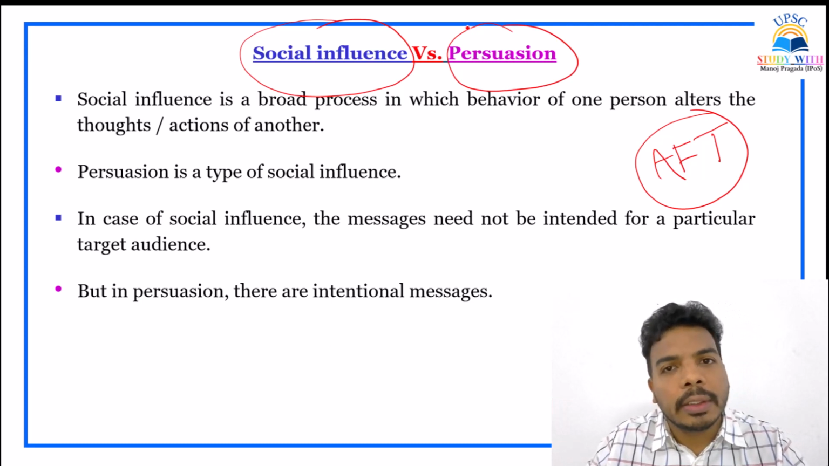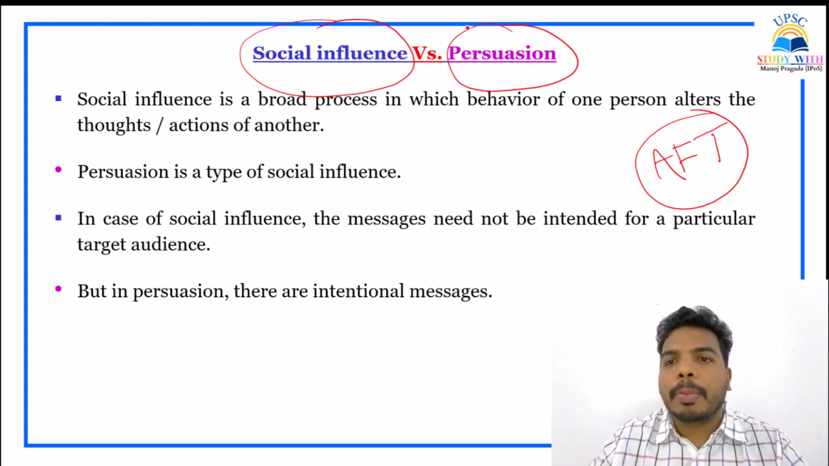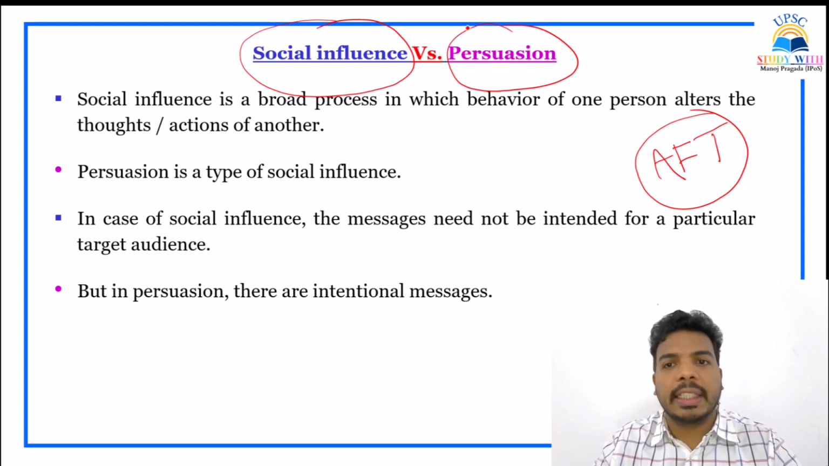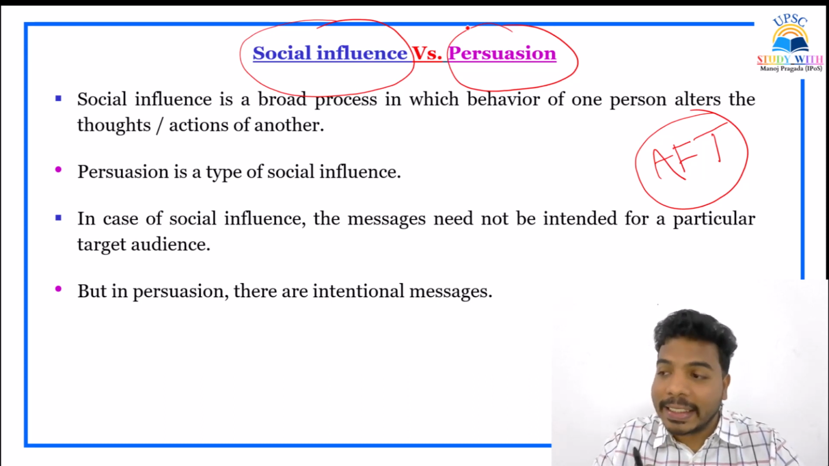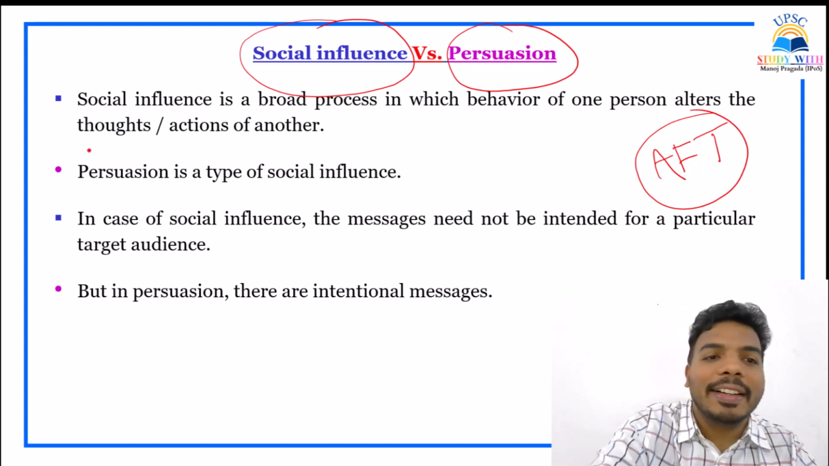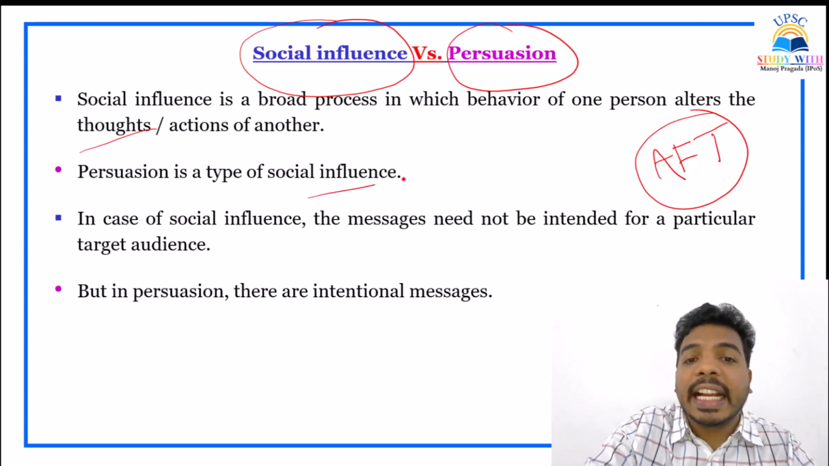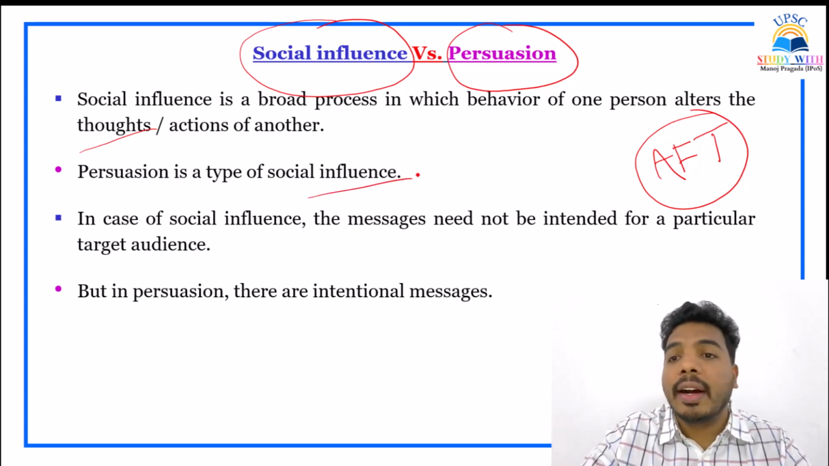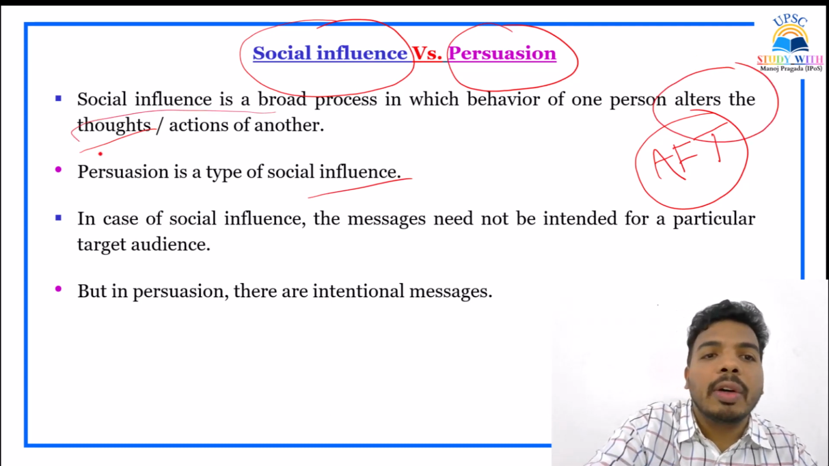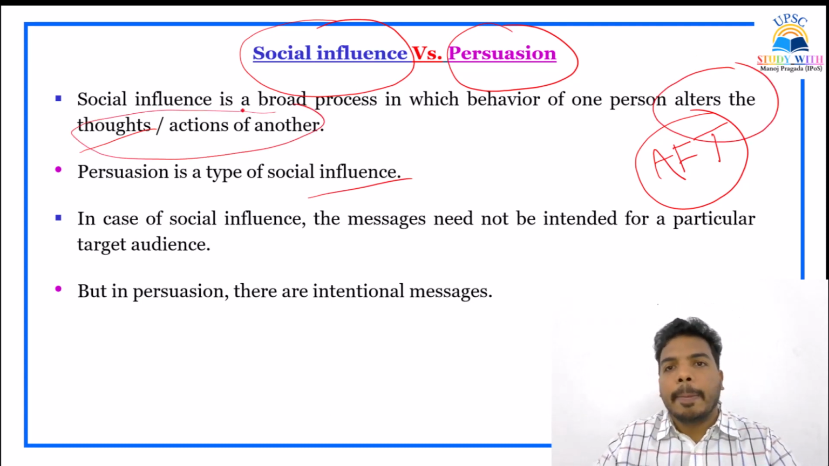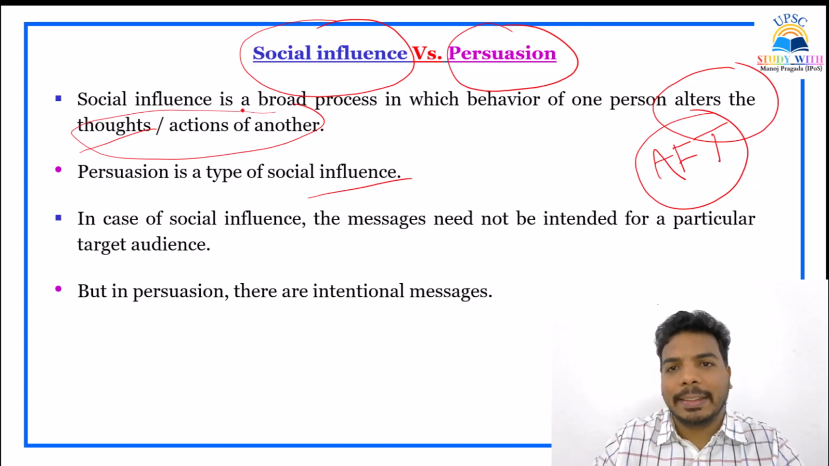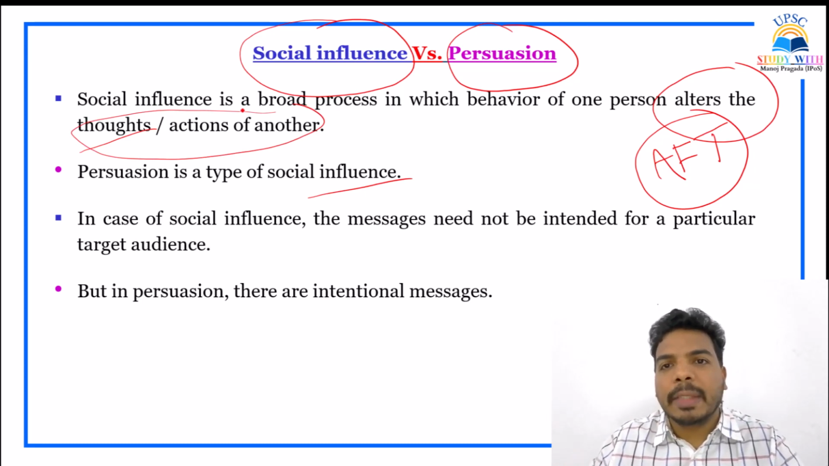What is social influence? It is a broad process in which the behavior of one person alters the thoughts or actions of the other. One's behavior is affecting others' thought or action. Persuasion is a type of social influence. Here you are altering the attitude of another. How are you altering it? By sending a message, by sending a message on a public platform or by advertising.